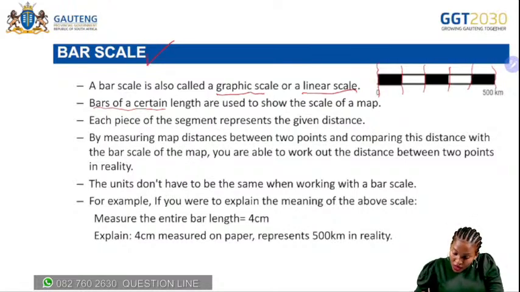Each piece of the segment represents the given distance. From here up to there is 500, meaning how many bars are there? It's 1, 2, 3, 4, 5. So how much does each bar represent here? It means each bar represents 100 kilometers. So it's 100 kilometers, 200, 300, 400, up to 500 kilometers. So each piece of the segment represents the given distance, like I've explained.